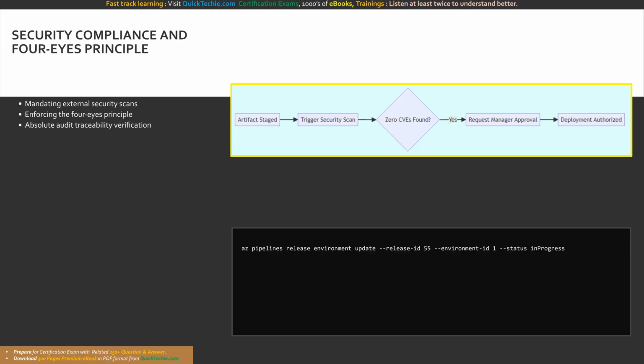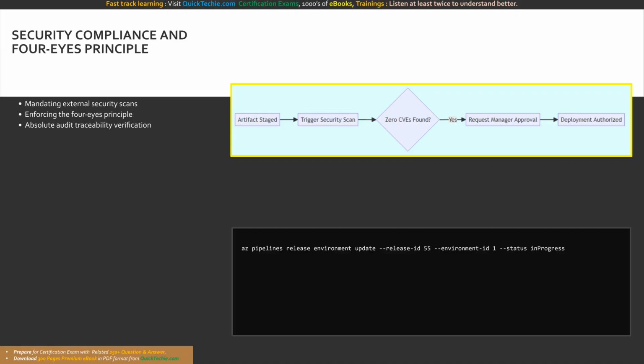Every deployment leaves an immutable, cryptographically verifiable ledger, proving precisely which automated systems scanned the code and exactly which human stakeholders authorized the final transition to production. While gates automate the process, this Azure CLI command illustrates how highly privileged service accounts can programmatically override or manipulate environment states during complex security incident resolutions.